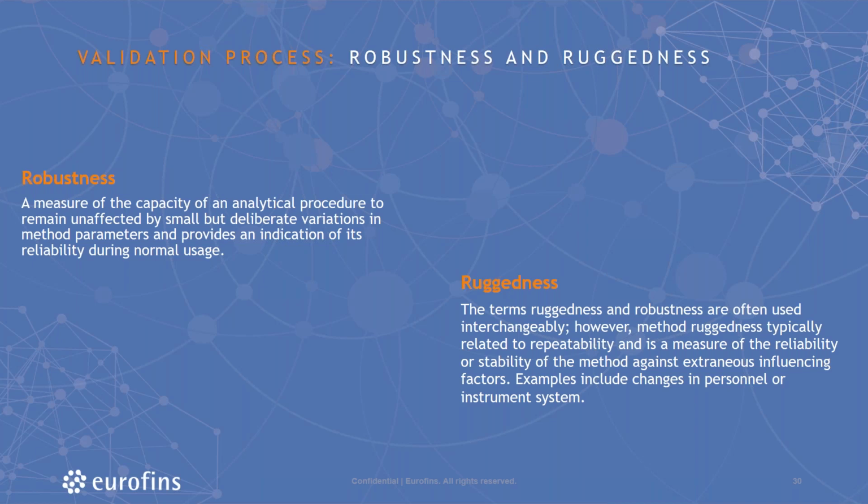Ruggedness and robustness are often interchangeable, but ruggedness typically relates to the repeatability as it's measured and is a measure of the reliability or stability of the method against extraneous influencing factors. Examples include change in personnel or instruments, using different instruments over different days.